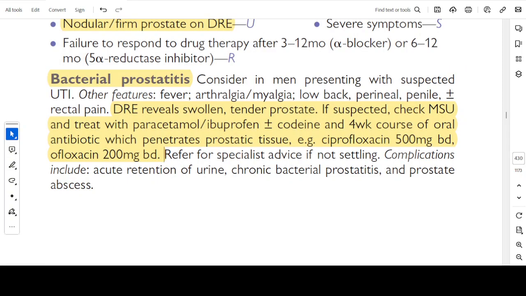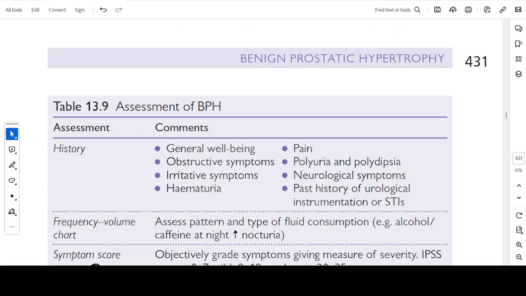So, in case of bacterial prostatitis, the drug of choice will be ciprofloxacin 500 mg BD or ofloxacin 200 mg BD for a 4-week course. It is not a short course, it's a 4-week, that is 1 month course of antibiotics. Refer for specialist advice if not settling. Complications include acute retention of urine, chronic bacterial prostatitis or prostate abscess.